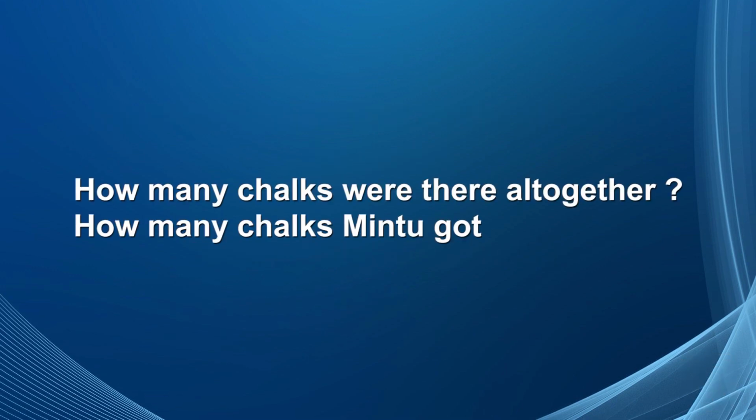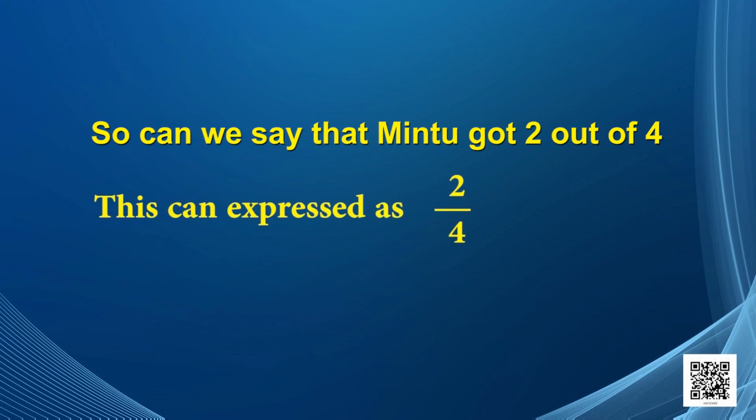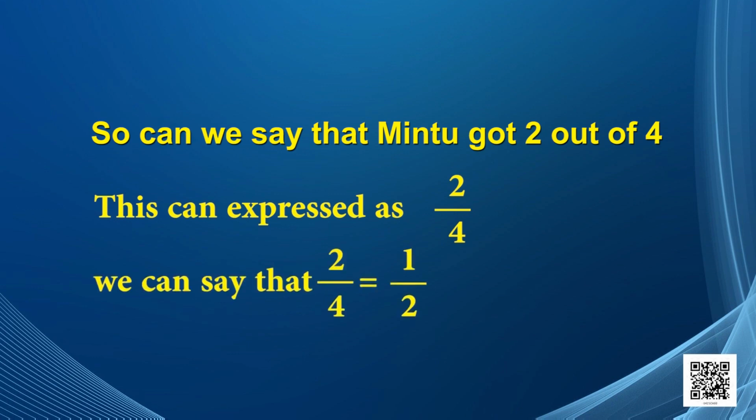How many chalks were all together? How many chalks did Mintu get? So, we can say that Mintu got 2 out of 4, which is half of 4, which can be expressed as 2 upon 4. We will also say that 2 upon 4 is equivalent to 1 upon 2, which is half.